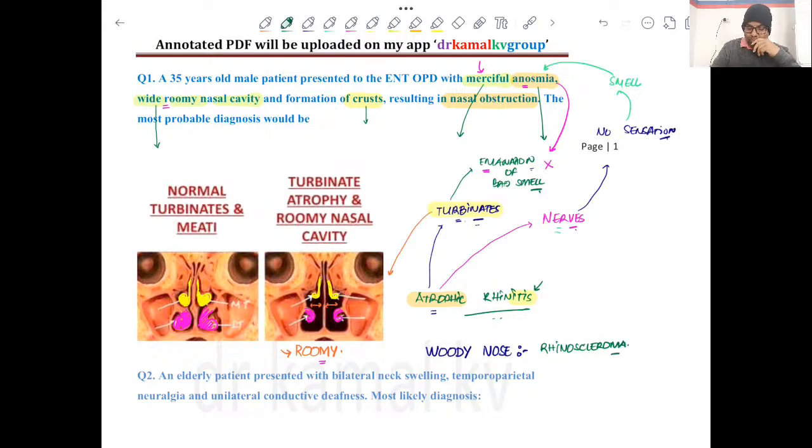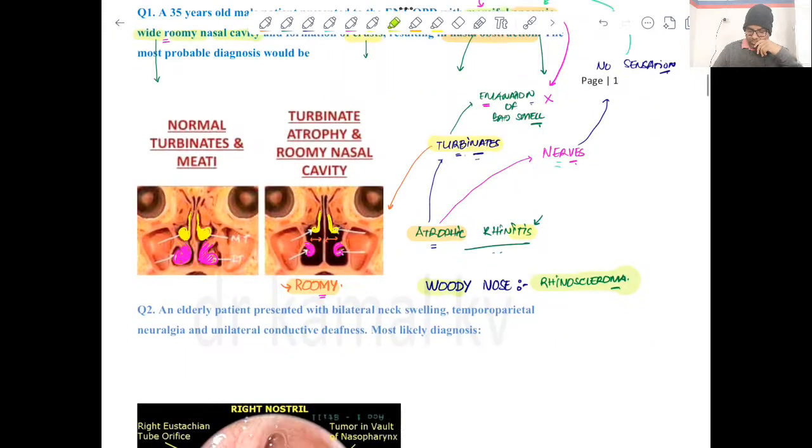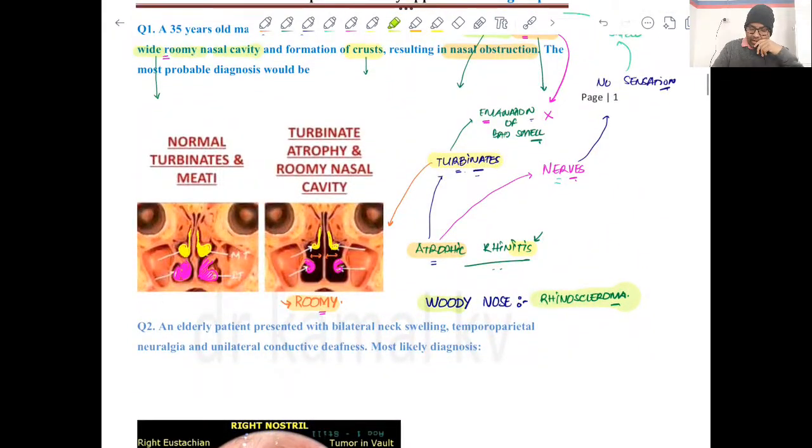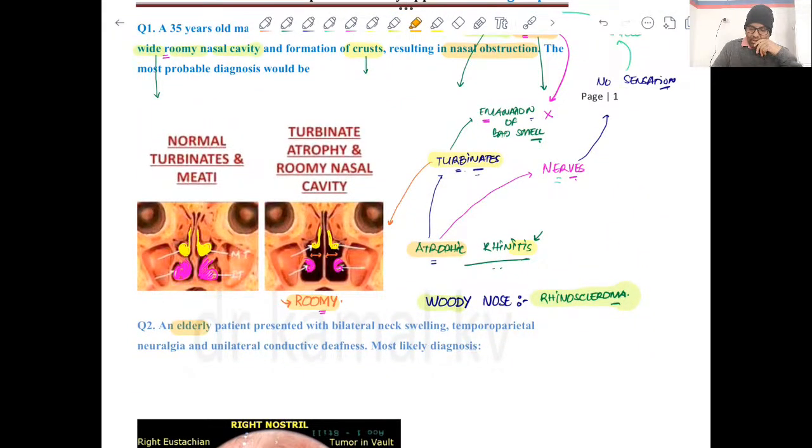Clear? So roomy nose, atrophic rhinitis, and woody nose, rhinoscleroma. I'm very sure you won't mix up in this particular facts. Moving forward, an elderly patient with bilateral neck swelling, temporoparietal neuralgia, and unilateral conductive deafness. Now I think most of you, yes Anas, you are absolutely right.